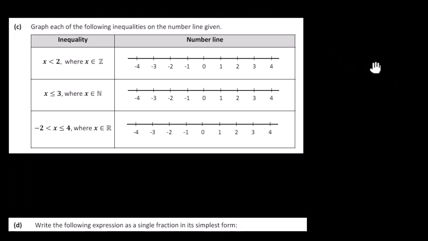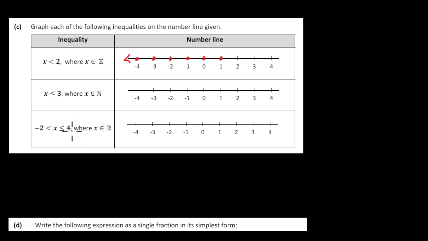Graph each of the following inequalities on the number line given. So in the first case, we've got x is less than 2 and x is an integer. So let's do that. So x is less than 2. So there's 2 there, so it has to be less than 2, but x is an integer. So the next integer less than 2 is 1. The next integer is 0, minus 1, minus 2, minus 3, minus 4. And we can put an arrow there as well to show that it goes on forever.